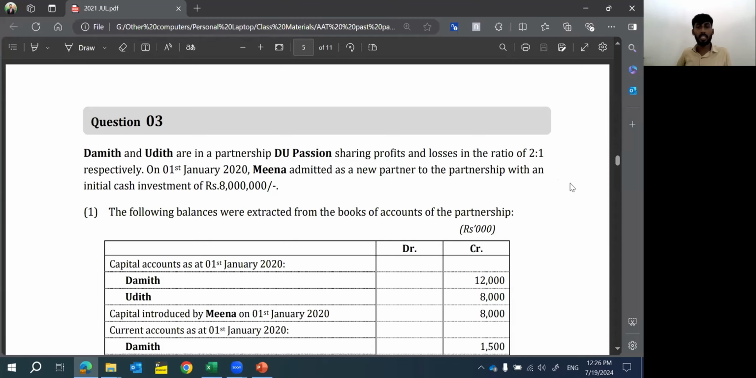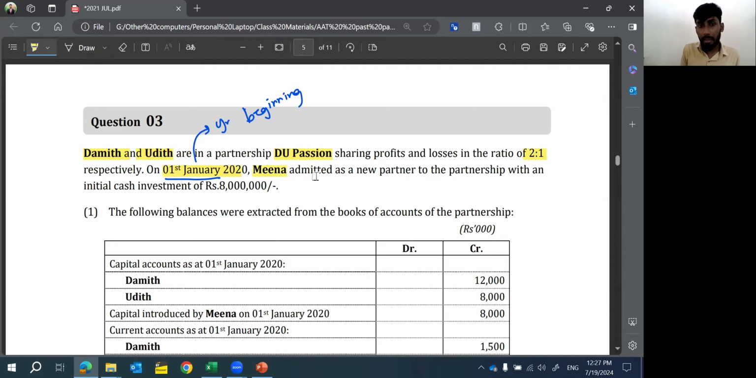Now let's discuss an in-depth question. So let's read. Damit and Udit are in a partnership, DU Fashion, sharing profit and losses in the ratio of 2:1 respectively. On 1st January 2020, usually 1st January means the year beginning. At the examination also, you need to highlight like this, you need to make notes like this, then only you can simply go through without any mixing of information.